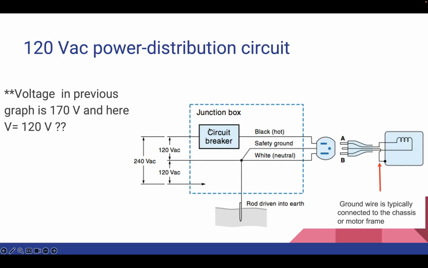Next, we have the 120 volt AC power distribution circuit. In this circuit, the third pin, as you can see, serves as a safety ground and is kept separate from the neutral wire until it reaches the actual grounding point. This grounding wire is typically connected to the chassis or motor frame, ensuring that the equipment remains at the same potential as the earth. As you can see, this safety ground is connected to the ground.